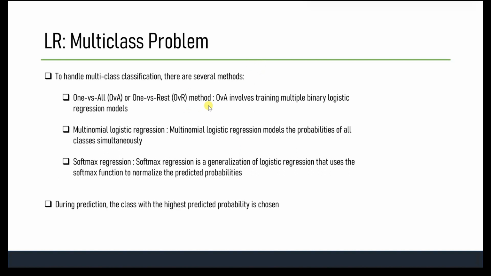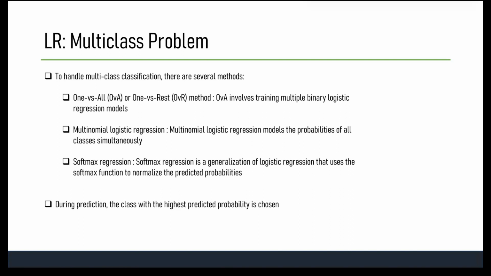What it says is, this method involves training binary logistic regression models, where each model is trained to distinguish one class from all the others. For example, in a problem with three classes A, B and C, we would train three binary logistic regression models: A versus B plus C, B versus A plus C, and C versus A plus B. During prediction, we would apply each model to the input data and choose the class with the highest predicted probability.